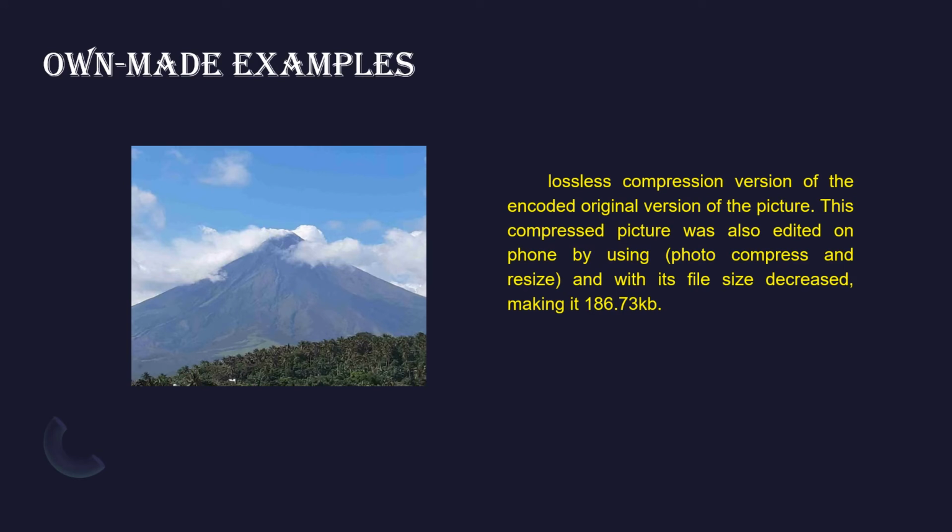Last but not the least is the lossless compression version of the original image, which is also edited from my phone using the app Photo Compress and Resize. This was reduced by just a very small percentage of memory size. That's why its final memory size became 186.73 kilobytes. As you can see in this image, its resolution is somewhat similar to the original version of the image, because this is a lossless compression, thus its redundant files are kept, and it has a lower reduction ratio compared to the lossy compression.